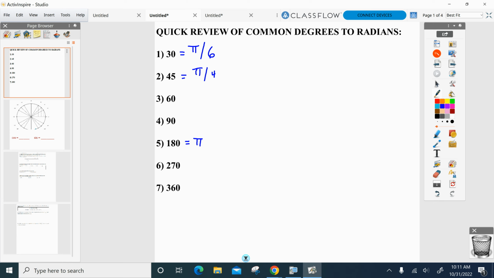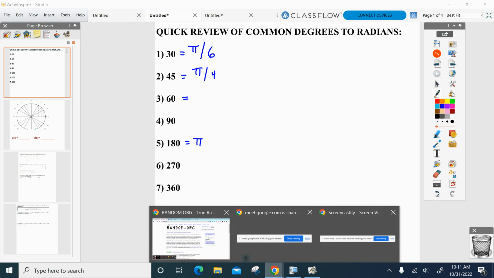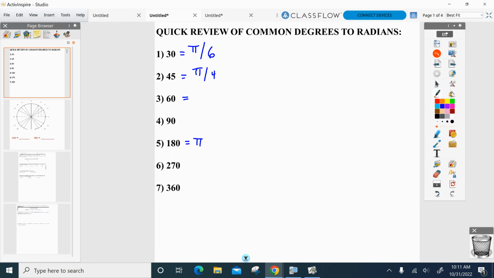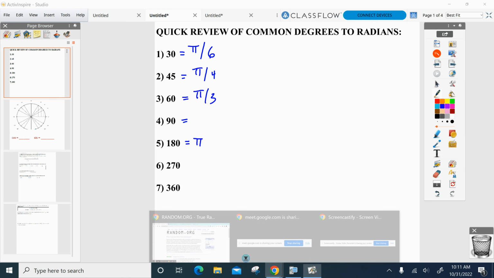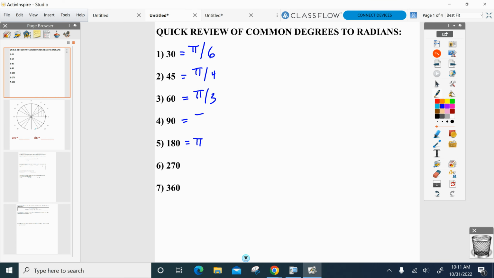4. Pi over 4. 60 degrees. Pi over 3. 90 degrees. Pi over 2.